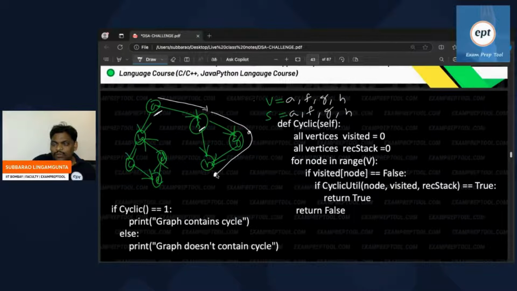Listen, H adjacent no one. Everyone observe. H adjacent is no one because you cannot go this side. F side you cannot go. From H you cannot go to F because see the direction. Because you cannot go, you have to backtrack. Remember, backtrack means pop. So it is popped out.